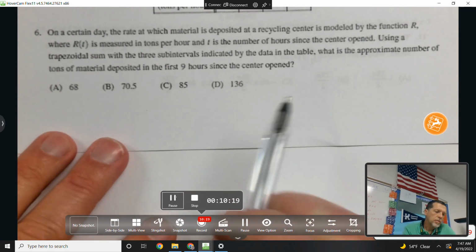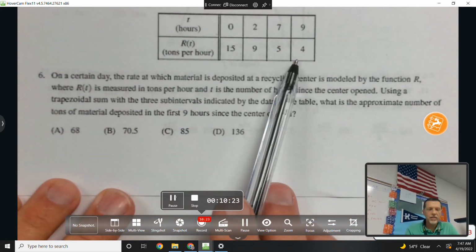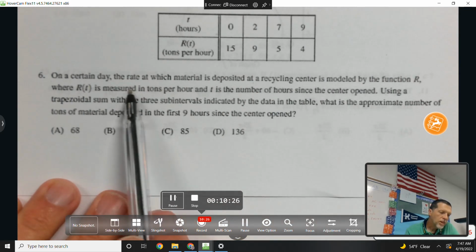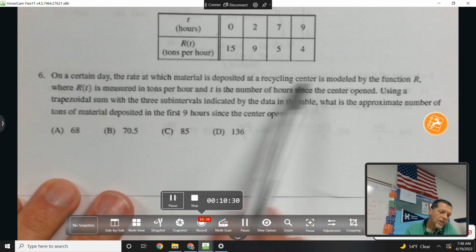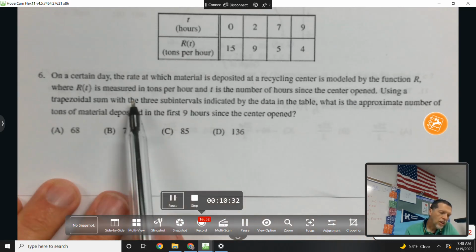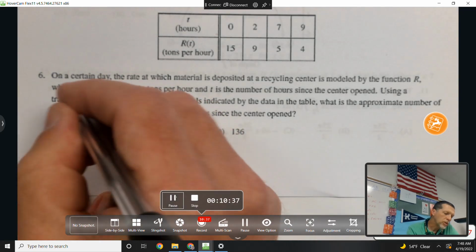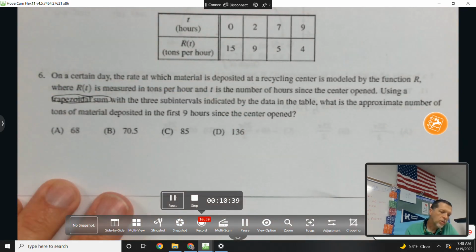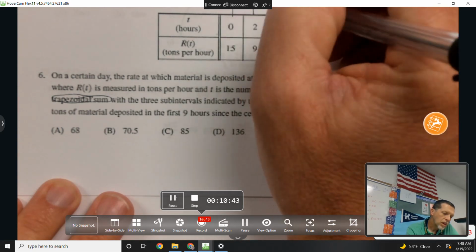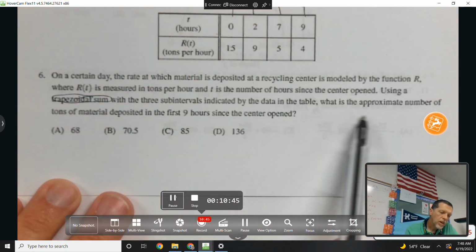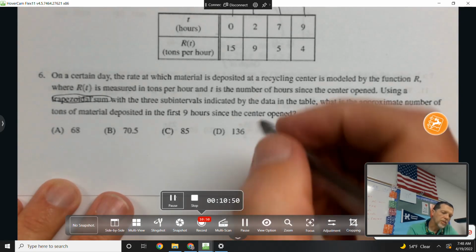Number 6, I'm already thinking Riemann sum when I see a table like that, but who knows. On a certain day, the rate at which material is deposited at a recycling center is modeled by the function r. R is in tons per hour, t is the number of hours, using a trapezoidal sum with 3 subintervals. That makes sense, because we got 3 trapezoids. What is the approximate number of tons of material deposited in those 9 hours?